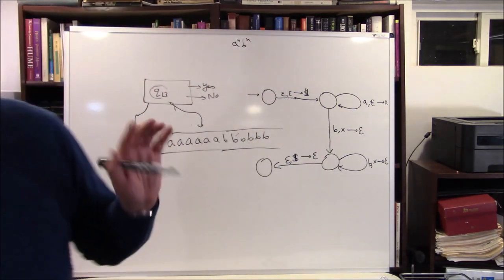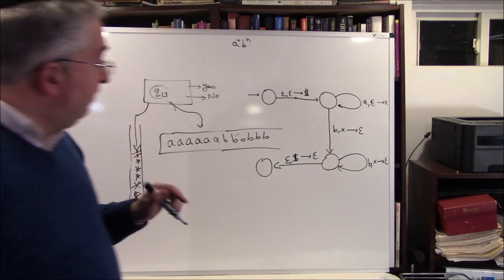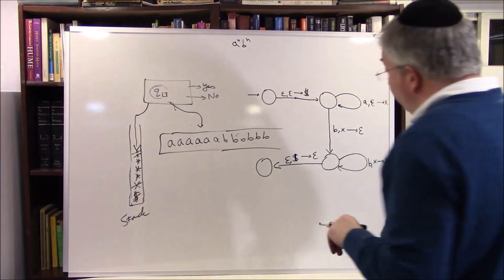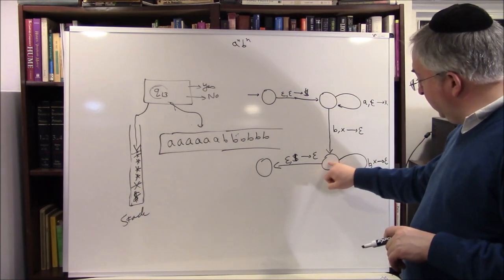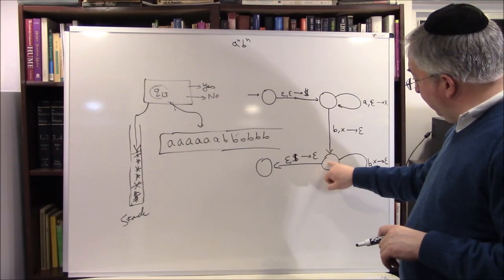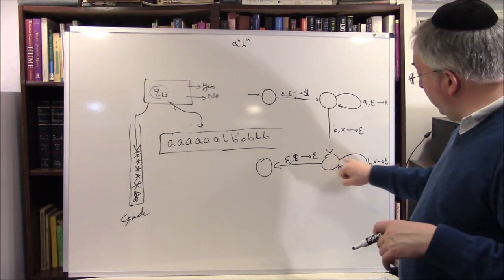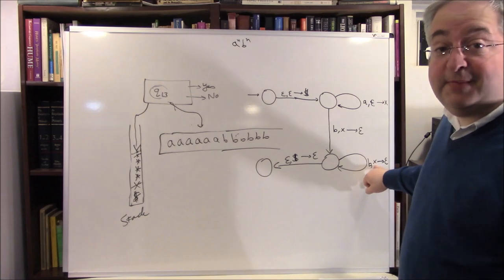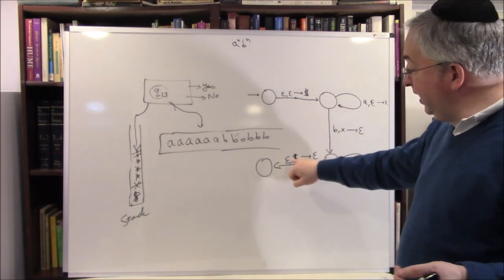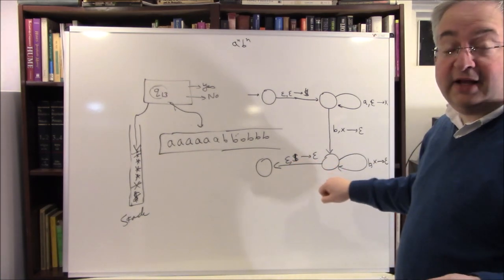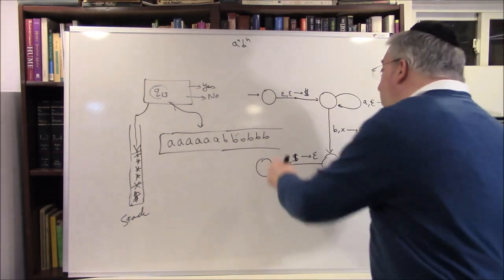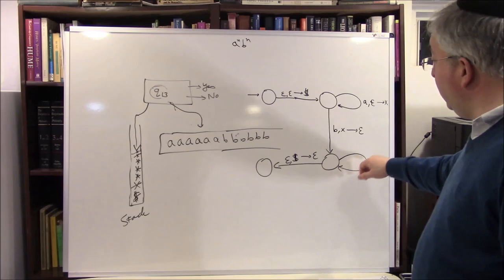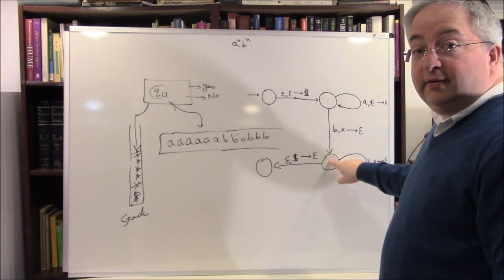Now, you should work out yourself, what happens if I have one extra B? Well, if I have one extra B, I'm going to have a B and I'm going to try to pop off, but there's not going to be an X. There's going to be a dollar sign. I don't have anything with a B and a dollar sign. So if there's one more B over here, I'm not going to draw it, then it's going to die over here.